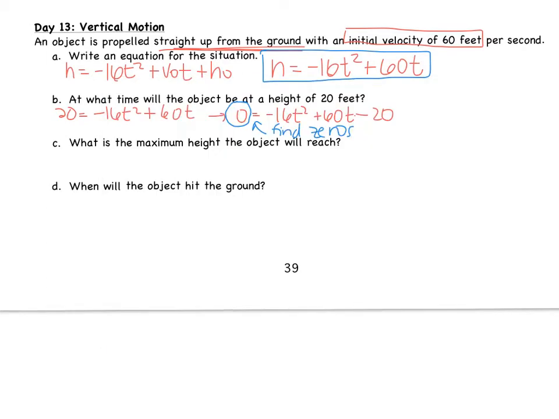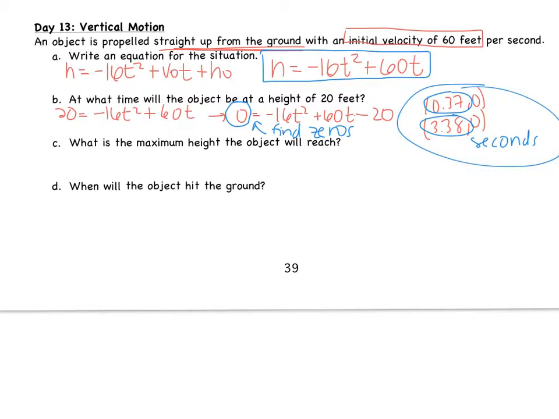Okay, so we had two answers. Our first answer was 0.37, 0. And then my second answer was 3.38, 0. So at what time? Well, at the times 0.37 and 3.38 seconds. Now, why do I have two answers? Well, you're throwing an object up. So the object is going to be at 20 feet as it goes up, and then again as it falls back down.